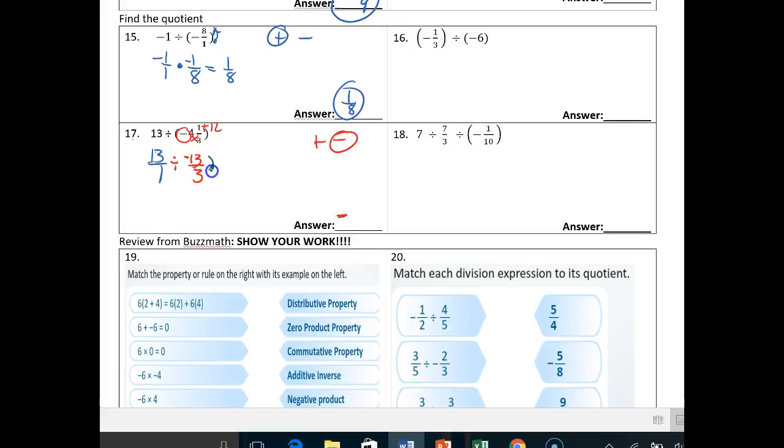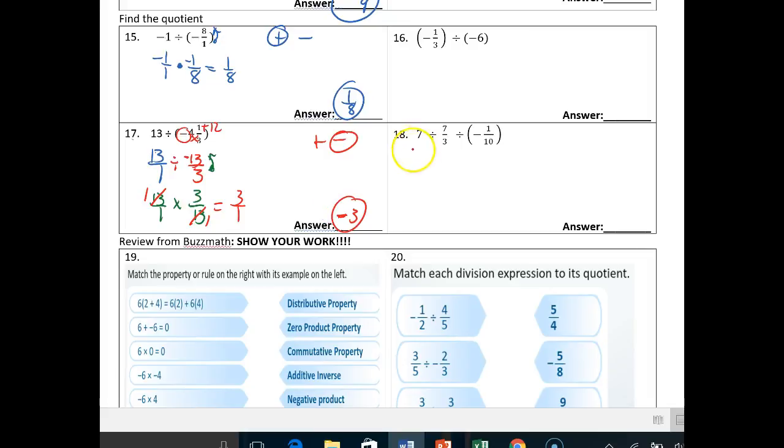Now I should flip it and change it to multiplication. So 13 over 1 times 3 over 13. Again, don't worry about the negative sign. Since you have your negative in your answer, you're all good to go. Look to cross cancel. Look at that. These guys cross cancel. I get 3 over 1, which is the same thing as negative 3.